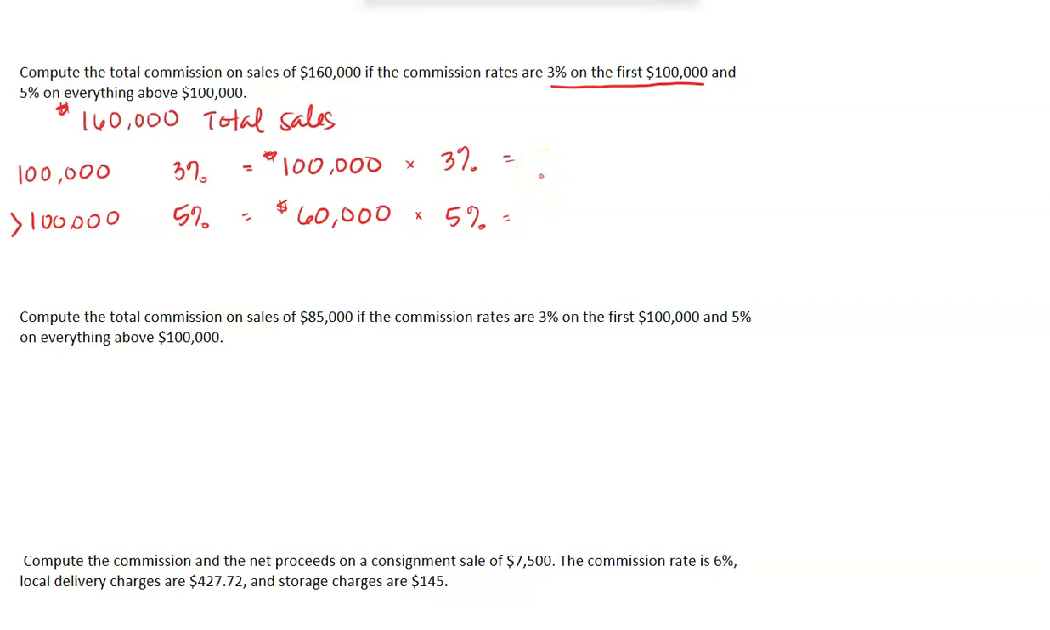And $100,000 times 3% is $3,000. And $60,000 at 5% gives me a commission amount of also $3,000. So this tells me that they earned a total of $6,000 in total commissions, and that's going to be their pay if they don't have a base salary.